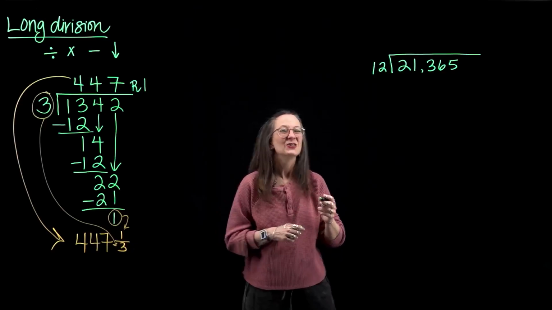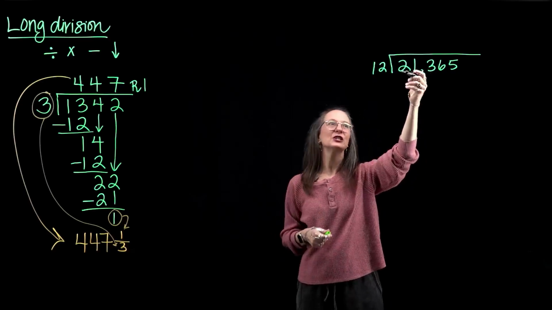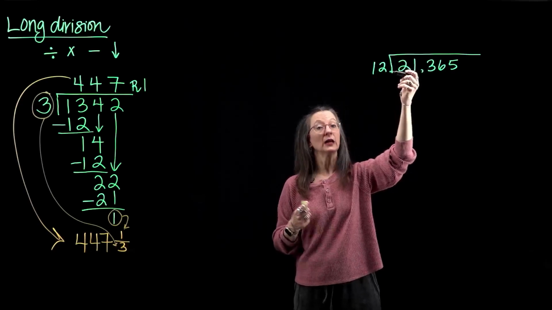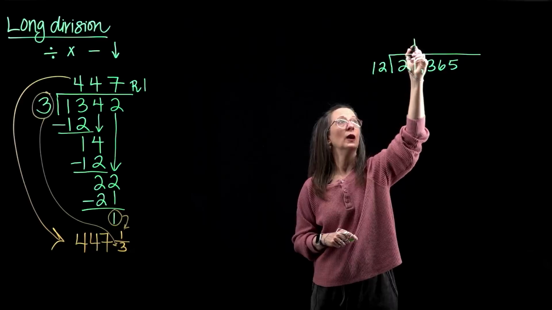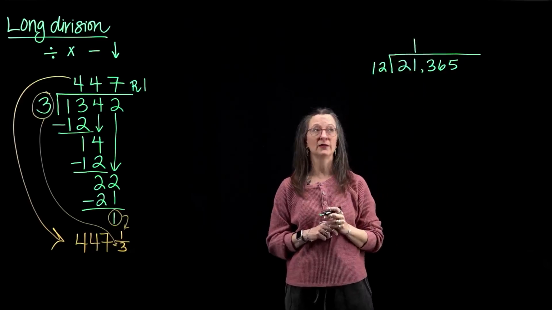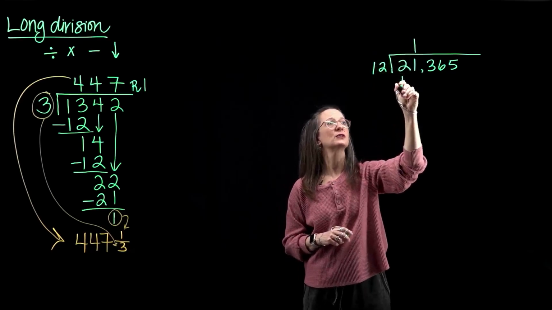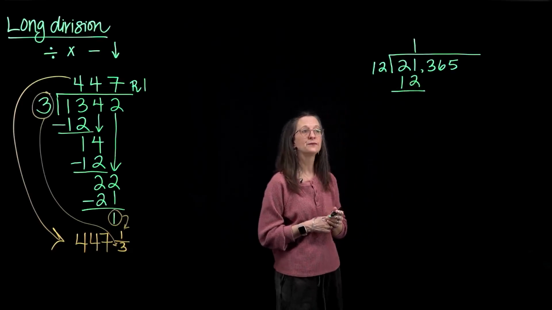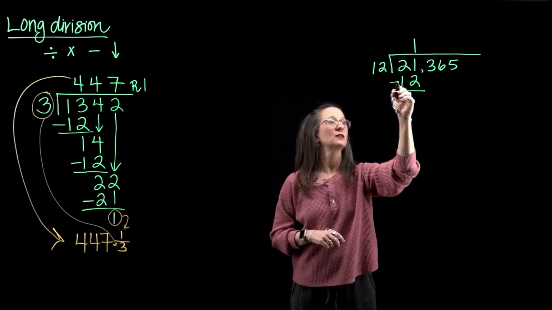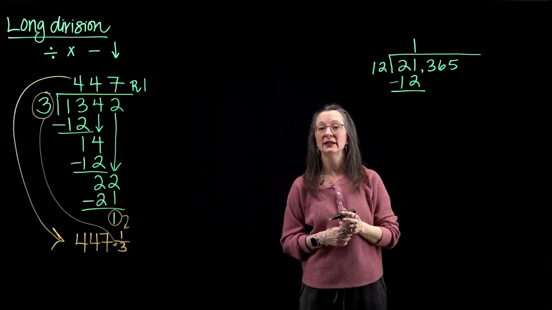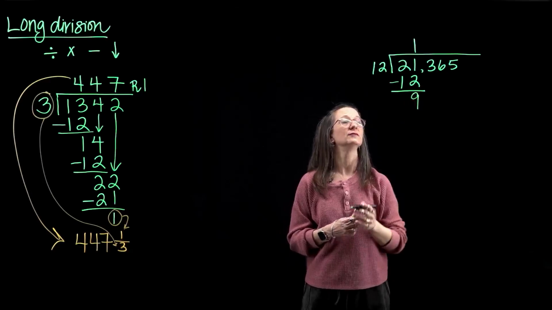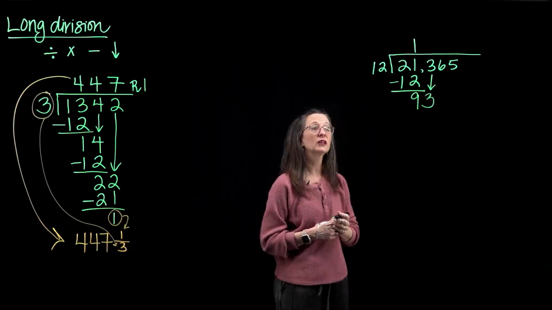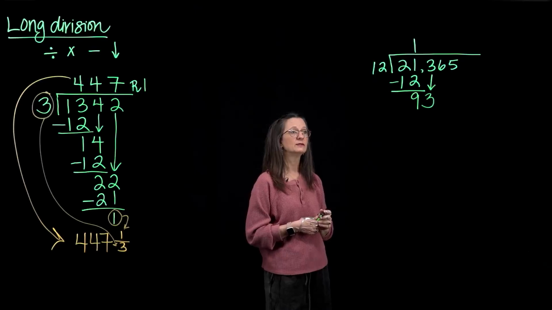All right, welcome back. So here we go. Remember, first is division. Can 2 be divided by 12? No. 21 divided by 12? Yes, it's going to go in 1 time. So I'll write a 1 above the 21. 1 times 12 is 12. So I'll write a 12 below the 21. We'll add our subtraction symbol and subtract 21 minus 12 to get 9. Bring down the next digit of 3, and we're looking at 93.